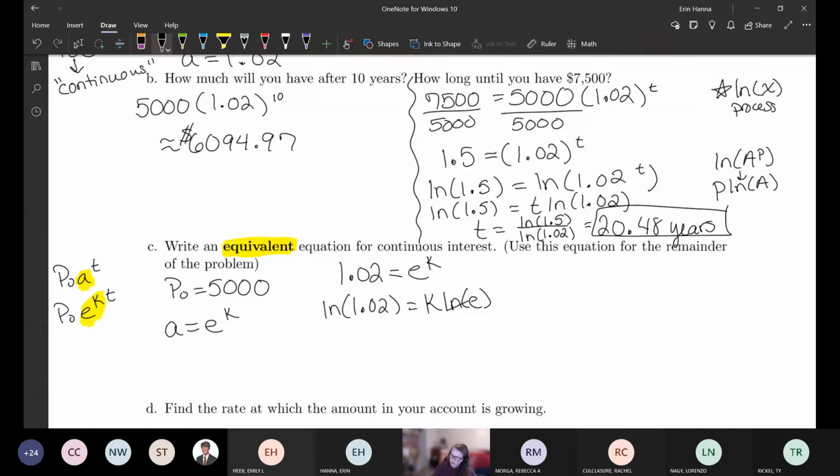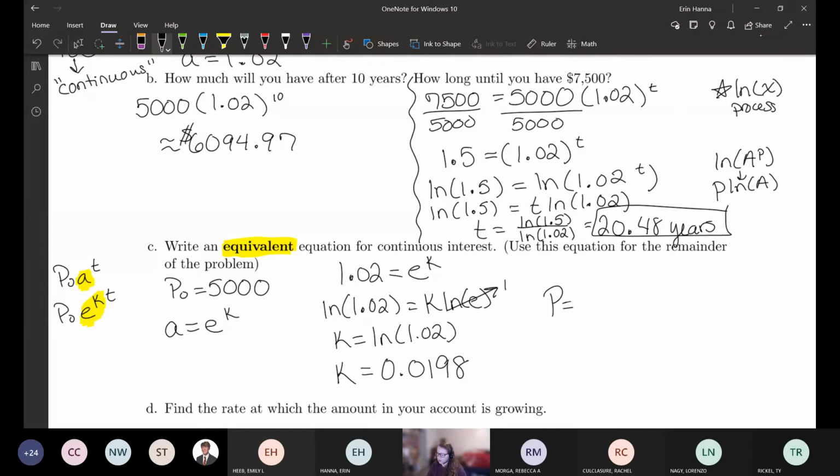And then remember that the natural log of e is 1. So that doesn't really disappear, but we can not quite consider it because anything times 1 is itself. So we have that k is equal to the natural log of 1.02, and the natural log of 1.02 is approximately, taking 4 decimal places, 0.0198. So that's the k value I'm going to take.